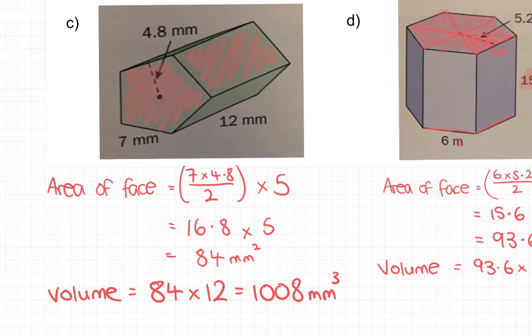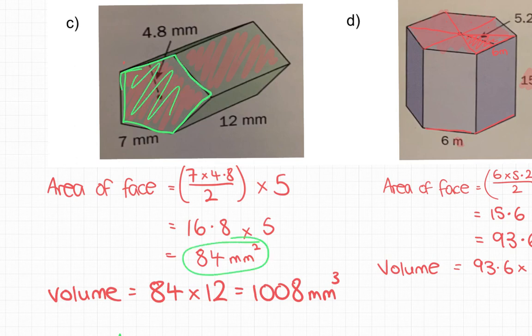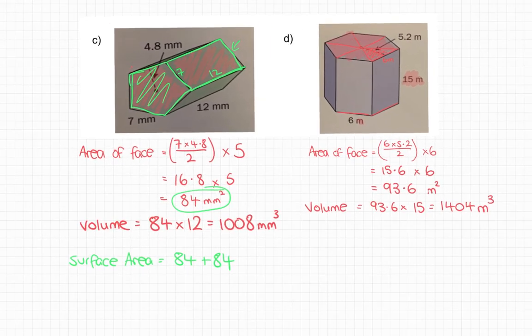So for this one, my surface area is going to be the area of that pentagon at the front, this front face in here, which I've already worked out. So I already know this area, it's 84. And I've got another one of those at the back, that's plus 84. And then each of these shapes is just a rectangle. That's 7 and that's 12. So each of those has an area of 7 times 12. So 7 times 12 is 84. So each of those is also 84.